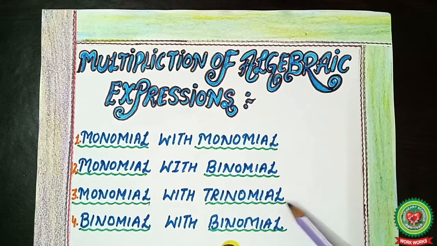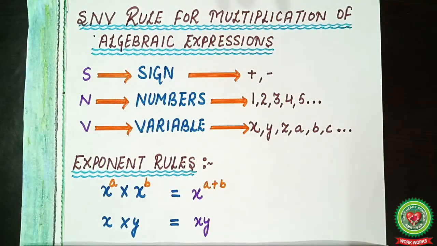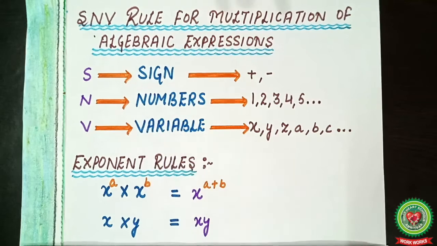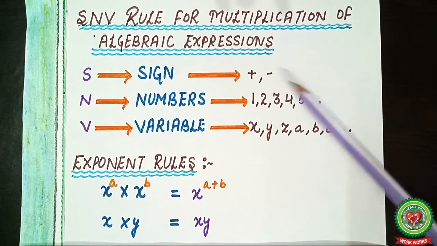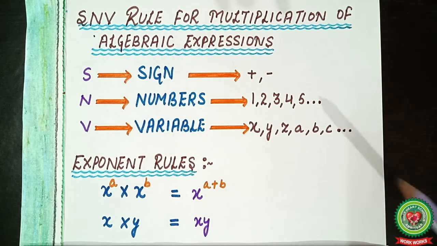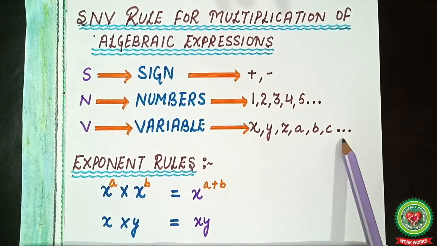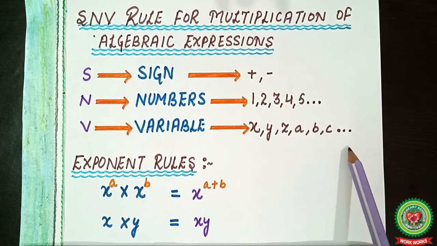But before starting our topic, we will quickly recall the SNV rule as well as the exponent rule that we did in the previous video. SNV rule means signs, numbers and variables, right? Sign means any sign we can take, plus or minus. In numbers we can take any of the numbers 1, 2, 3, 4 and so on. And with variables we can take any alphabet from A to Z, right?